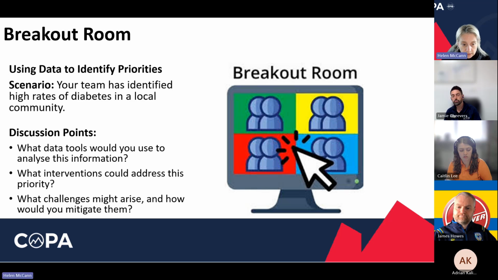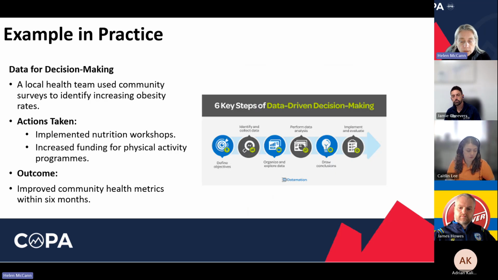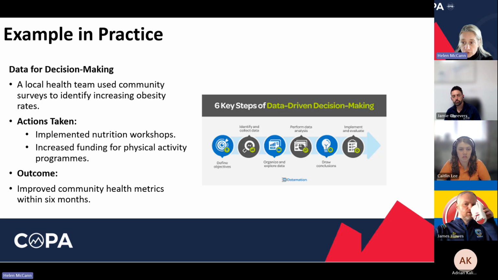Lovely. So let's look at some examples in practice, real-world examples of how data was used effectively. A local health team identified increasing obesity rates through a survey. Actions taken included nutrition workshops and physical activity programs, and the outcome was improved health metrics within 6 months. So this shows how targeted interventions based on data can lead to measurable improvements, and using data effectively drives meaningful changes in health and well-being.